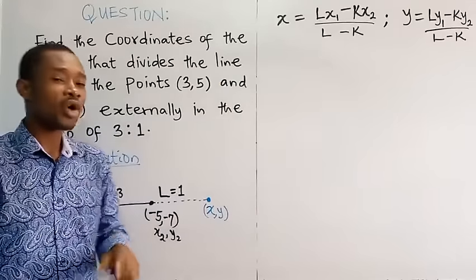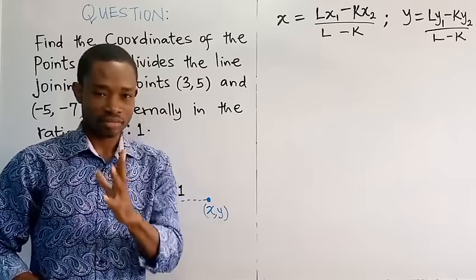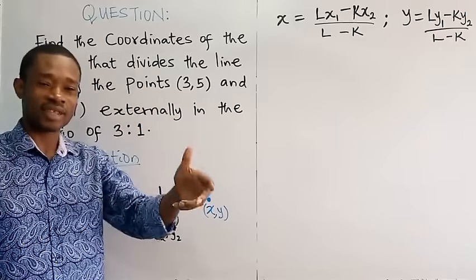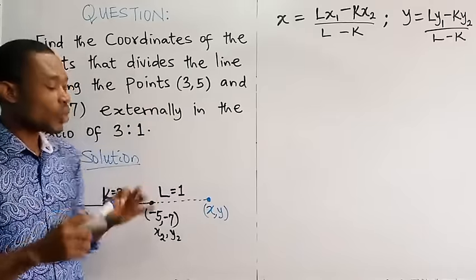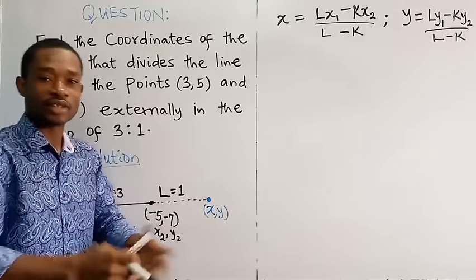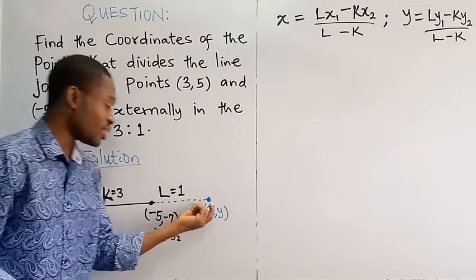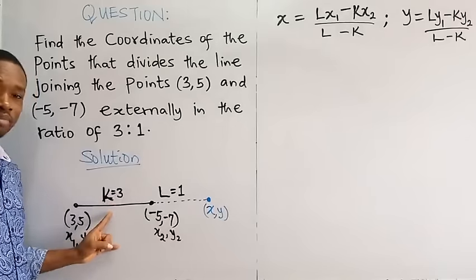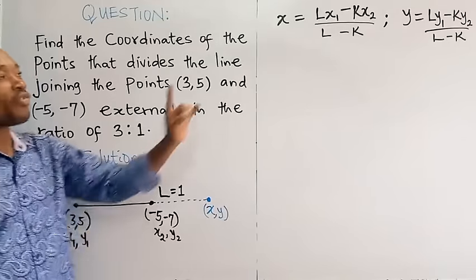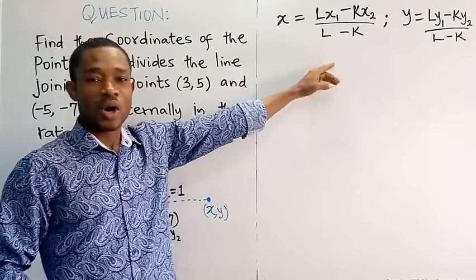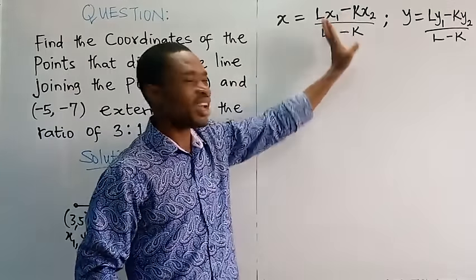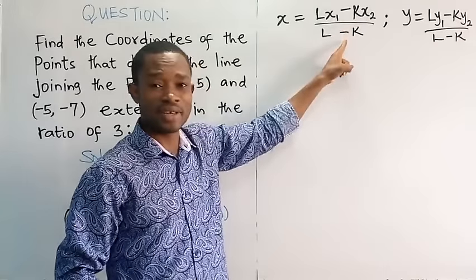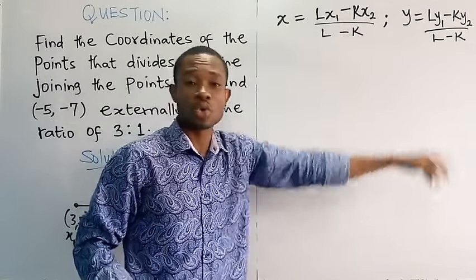Don't forget, please, for internal division of a line, take note of this. This question is based on external division of the line. If the question is on internal division of the line, that is to say that this point x, y divided this line internally, are you getting me right? The terms of the formula will remain the same, but the difference will be in the sign. Instead of minus, it's going to change to what?